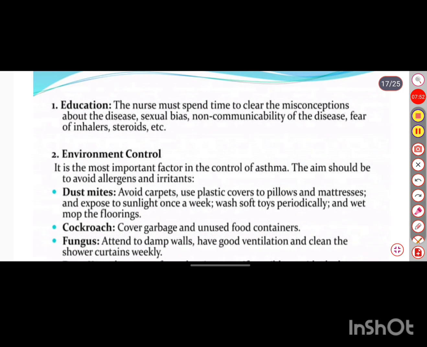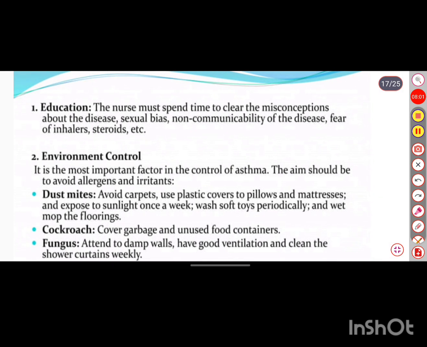Next, we need to give certain education to the parents, that is about the disease, and also about the triggers. And also here we need to tell that this disease is a non-communicable disease, which will not spread from one person to another person, and fear of use of inhalers and steroids should be taken away from the mind of parents. And we need to give certain environmental control, which I already told you.